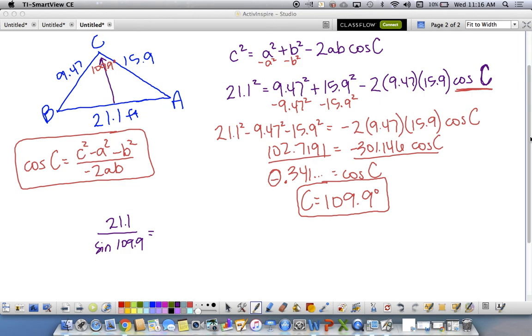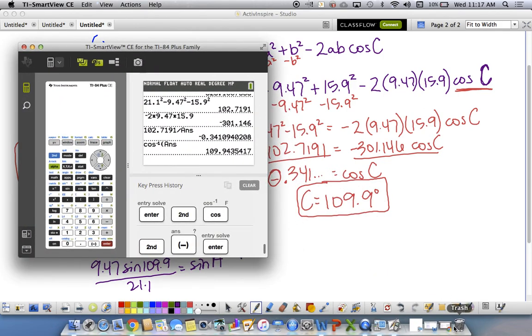109.9 equals, I'm just going to do 9.47 over sine A. So I like the alphabet to do A first. So I'm going to cross multiply, inverse sine. So we've got 9.47 sine 109.9, and then I'll divide by 21.1, will equal sine A. So A equals, do you want me to do that in my calculator? I'm sure it's somewhere.